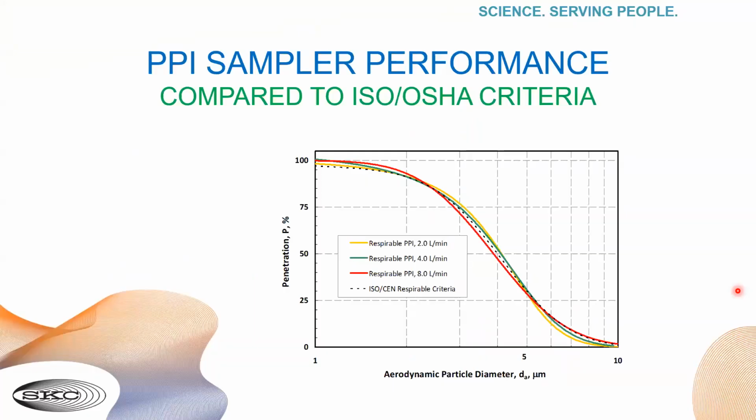Here is proof of the performance and collection efficiency of the 3 different disposable models of the respirable PPI. So all 3 of them, the 2, the 4, and the 8 liter per minute versions, conform closely to the ISO-SYN respirable criteria. There is very minimal oversampling and undersampling. It just can't get any closer than that. So the sampling efficiency is spot on for all these PPIs.